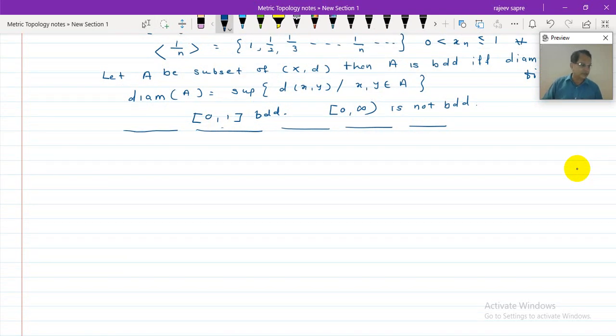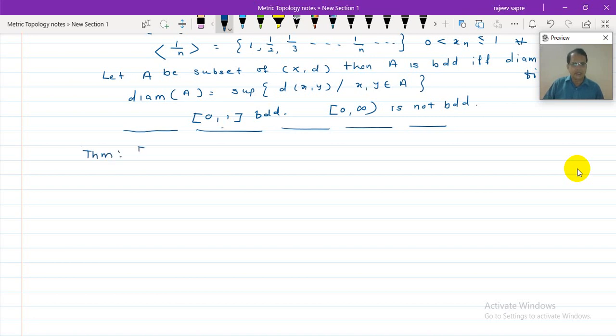Okay, so now we are going to prove an important result. It is like this: every convergent sequence is bounded. Every convergent sequence in a metric space is bounded. So this is the theorem that we are going to discuss now.